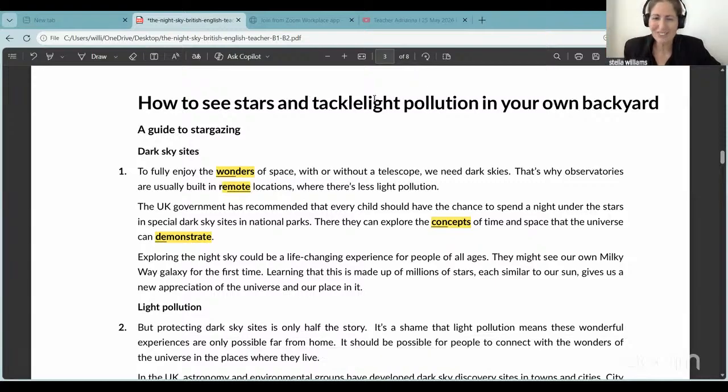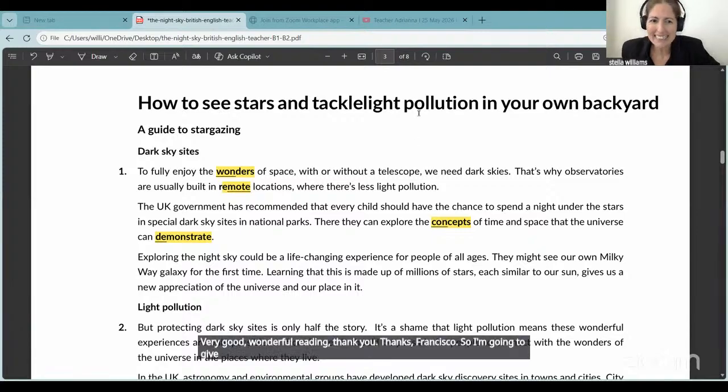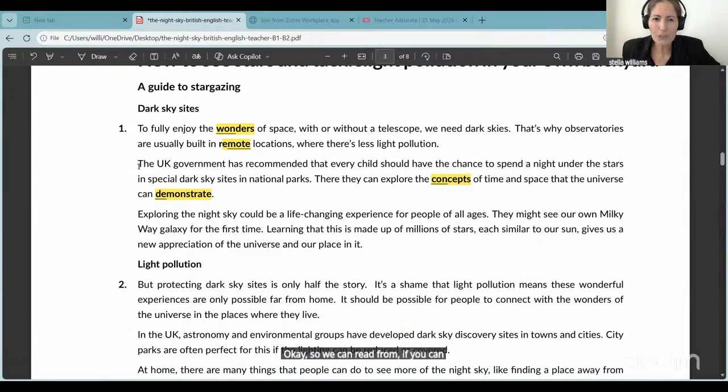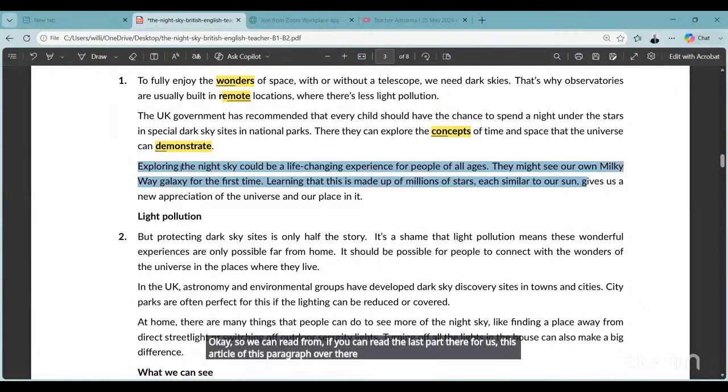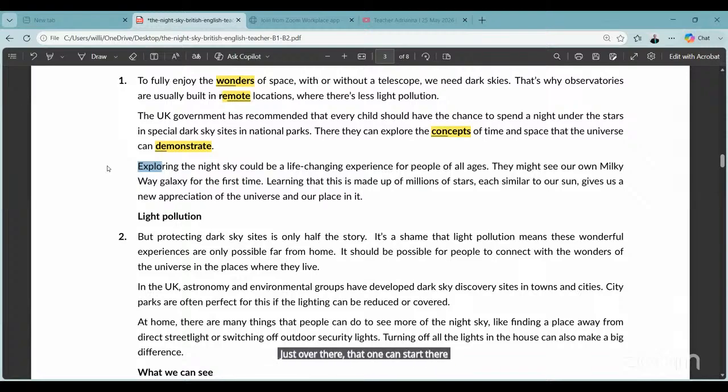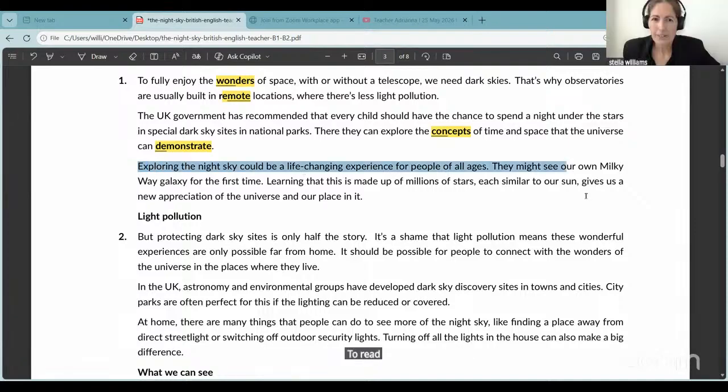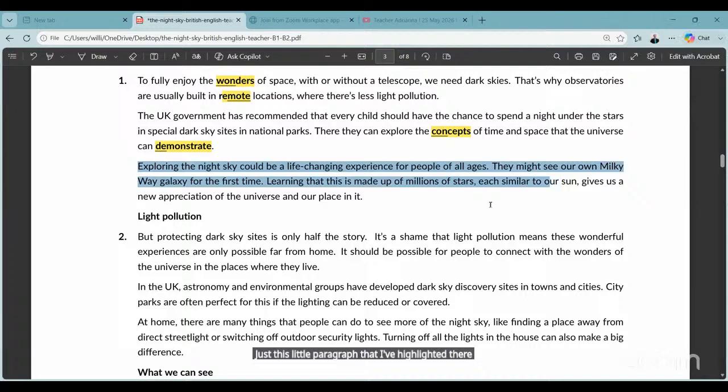Very good. Wonderful reading. Thank you. Thanks, Francisco. So I'm going to give our next person a chance there, Laddie. Okay, so if you can read the last part there for us, this paragraph over there. Just this paragraph, the one I've highlighted for you. Yes, that little one there. Thank you.